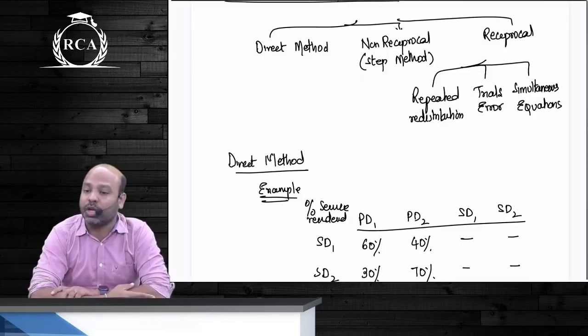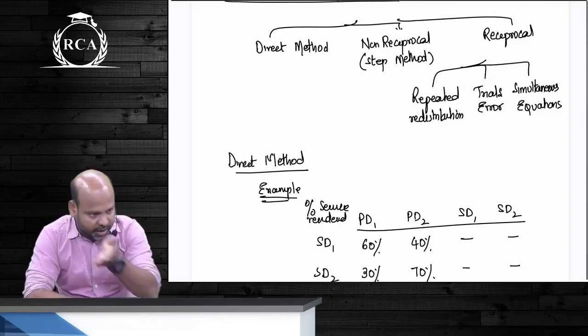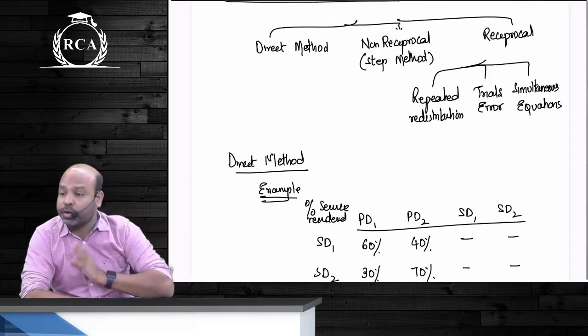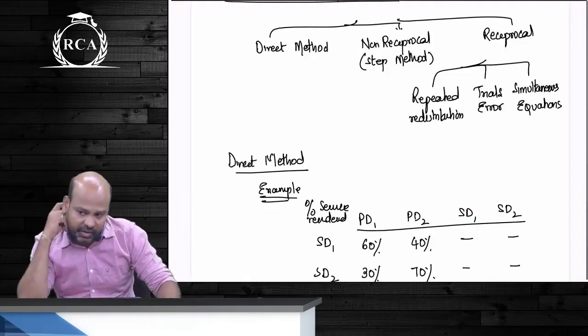Usually, beta, I told you that we perform 3 cycles. SD1 का cost SD2 को जाएगा, SD2 to SD1, SD1 to SD2. You will keep doing it. The amount of service department cost will keep reducing at every step.